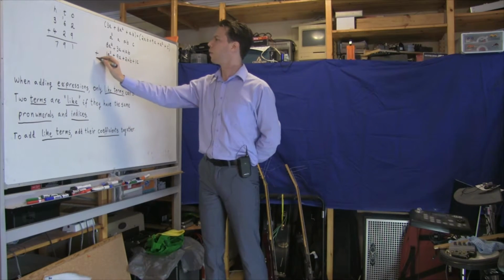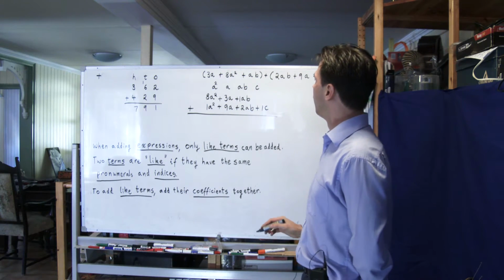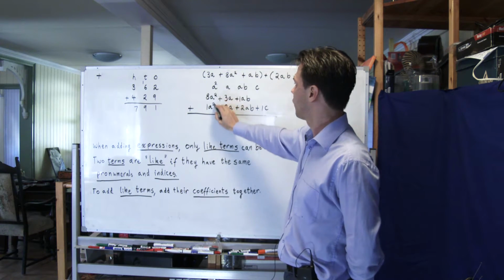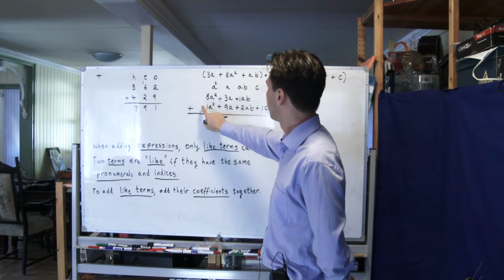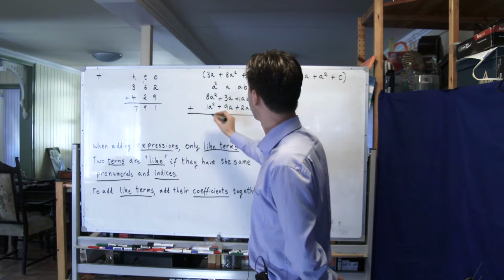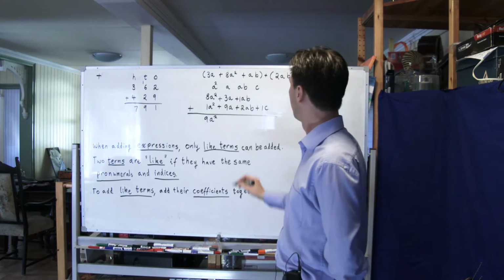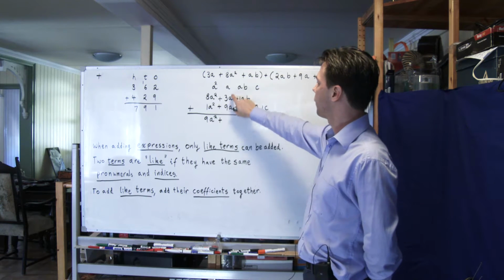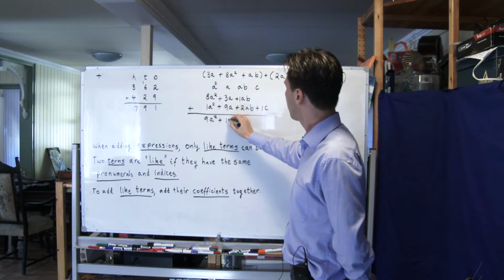Now, we're adding these together. So, we have like terms because we have the same pronumerals, A, the same power, 2. The coefficients are 1 and 8. Add those together, we get 9A squared. Now, we have the A terms. These are like terms. 3 plus 9 makes 12.